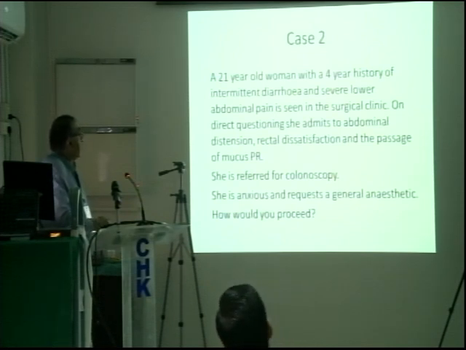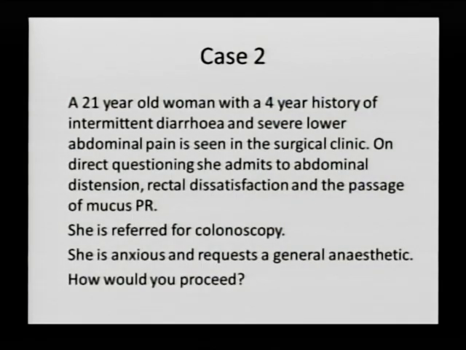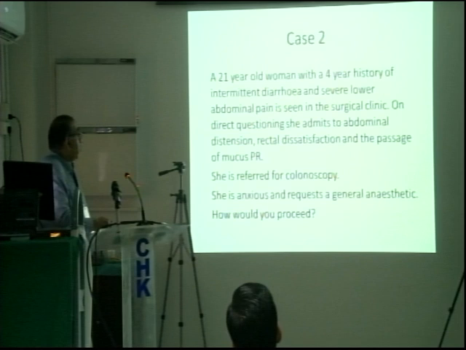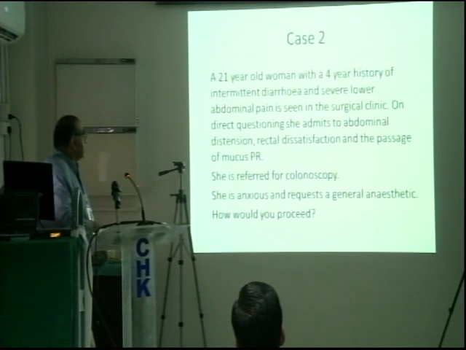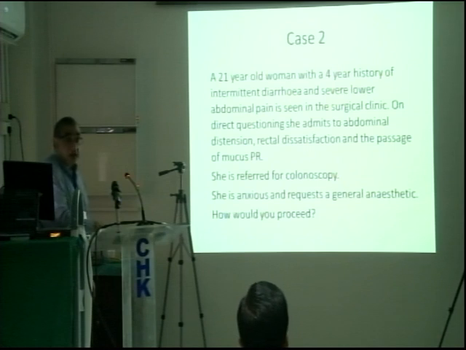Right. Second one is a 21-year-old woman with a 4-year history of intermittent diarrhea and severe lower cramping abdominal pain, seen in the surgical clinic. On direct questioning, she admits to abdominal distension, a lot of bloating, gas, rectal dissatisfaction, that is sensation of incomplete evacuation, and passage of mucus PR. She is referred for colonoscopy. The surgeon is just pissed off. Just let's do a colonoscopy and get her out of the way. She's a very anxious young woman and requests a general anesthetic. How would you go about it?